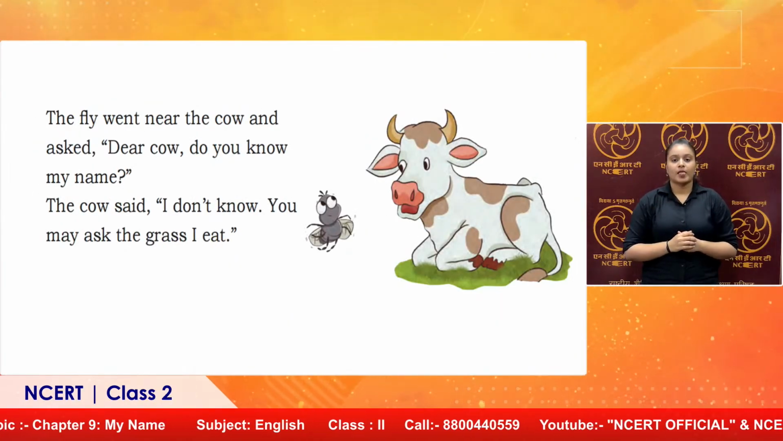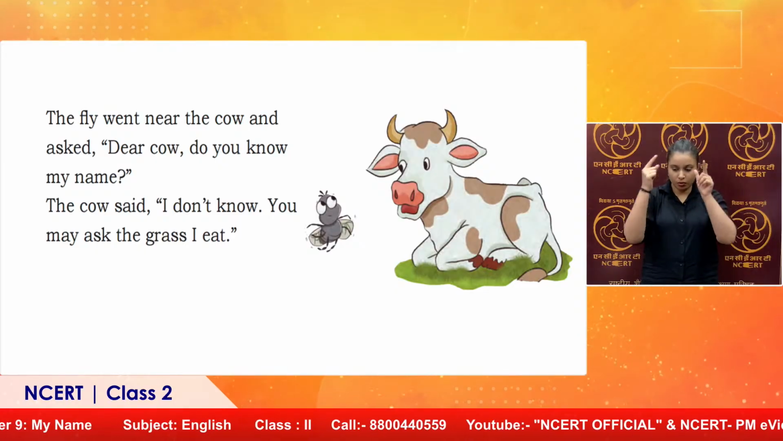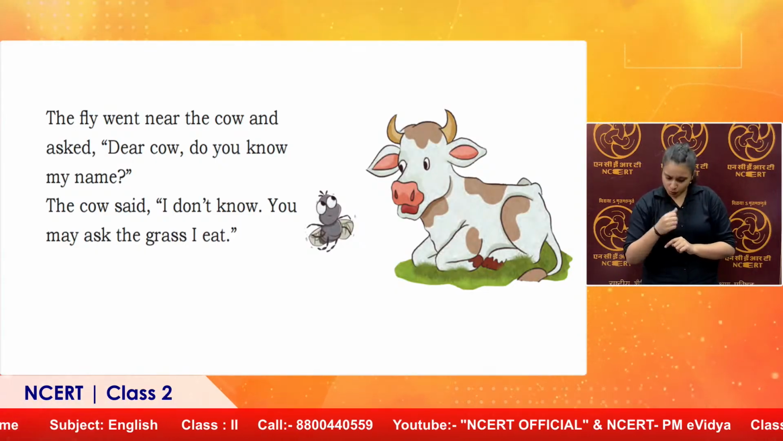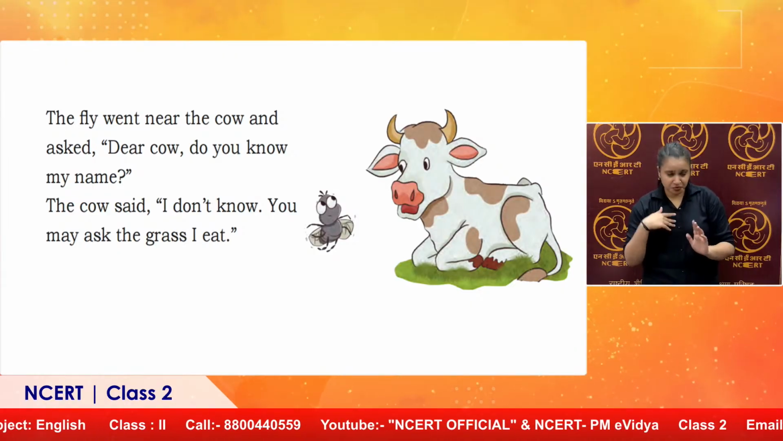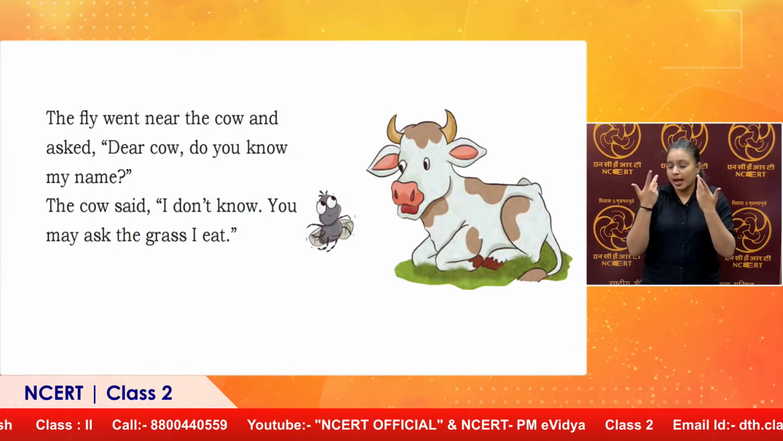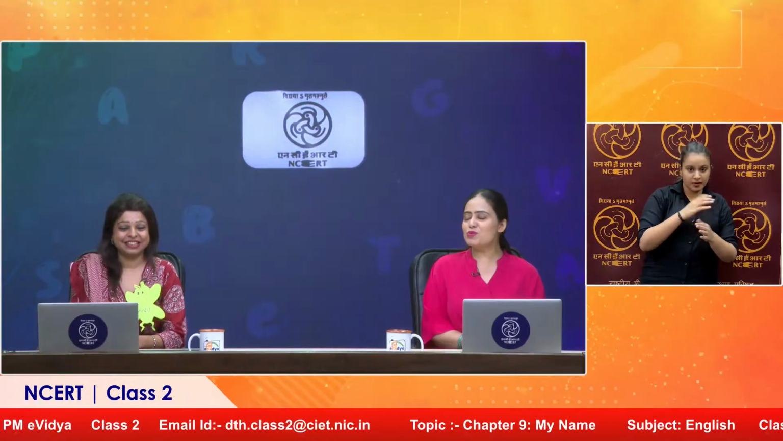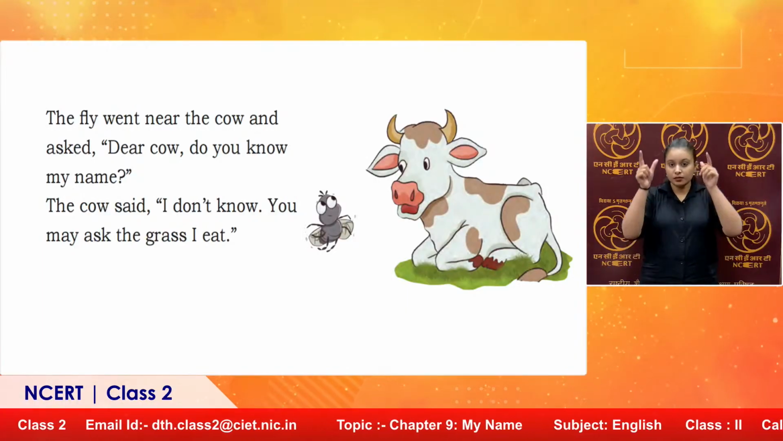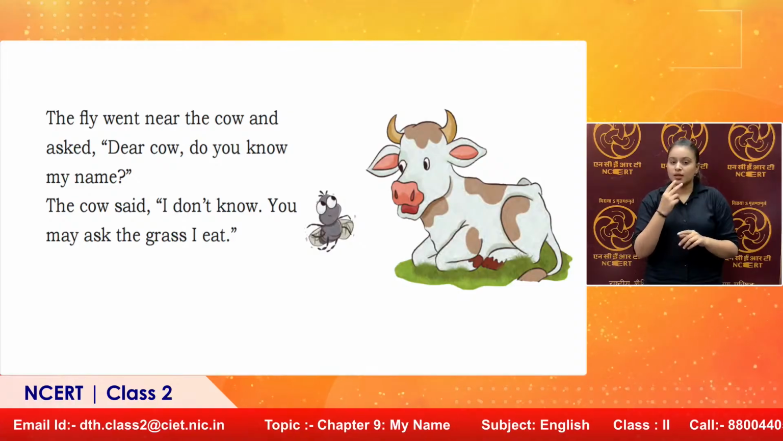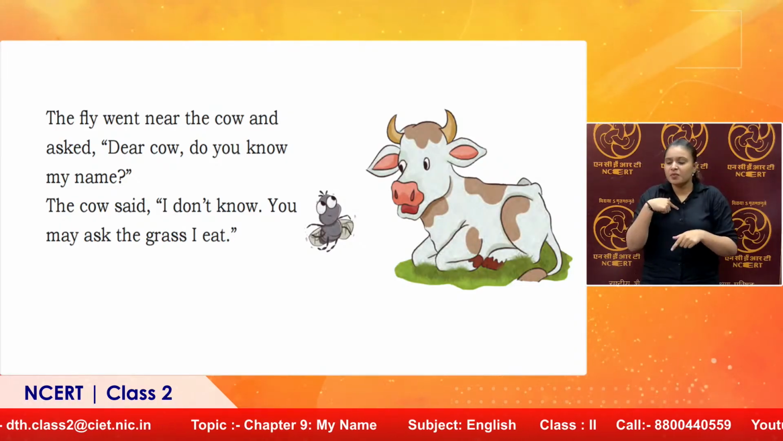So the fly went near the cow and asked, "Dear cow, do you know my name?" And what would the cow say before telling anything, Harpreet? Do you know how a cow says anything? What sound does it make? Yeah, it has a very unique sound, and it's a little heavy. It says moo. Moo, moo, moo. I learnt it in the previous chapter. You're right. The cow said, "Moo, I don't know. You may ask the grass I eat."